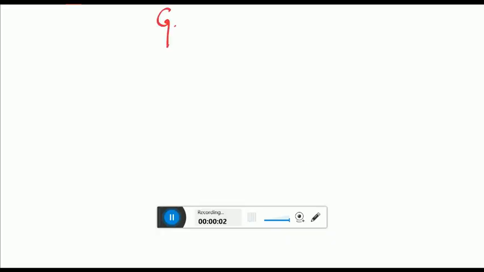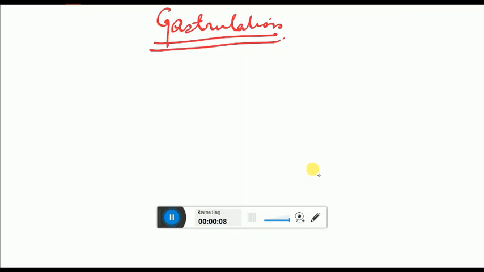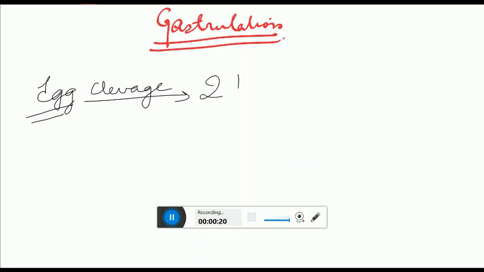Hello everyone. In this lecture, we are going to study about gastrulation. So, after fertilization, human egg is produced. This egg undergoes successive cleavage and forms 2, 4, 8, 16, and so on cell stage. These 8 to 16 cell stage is called morula.